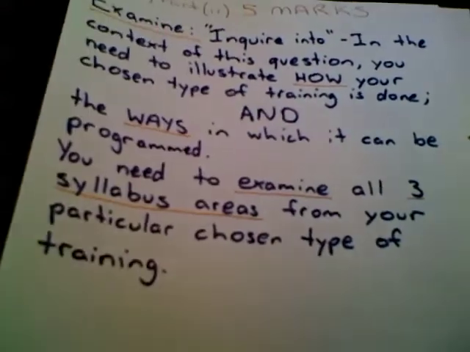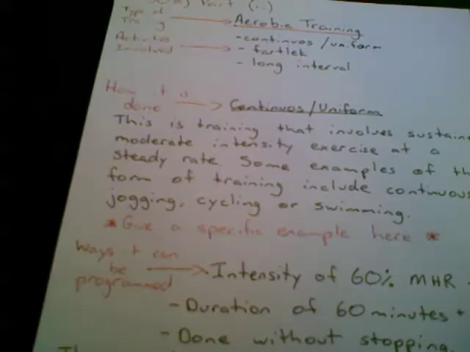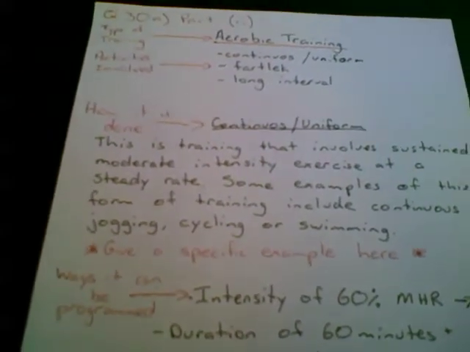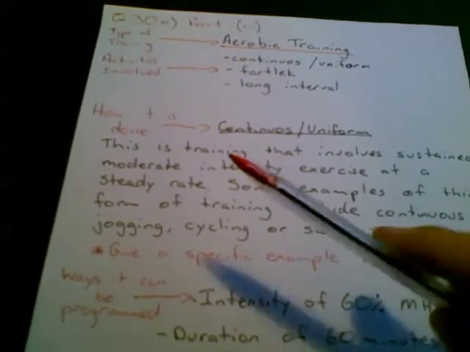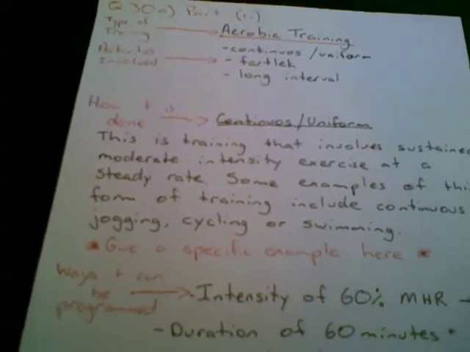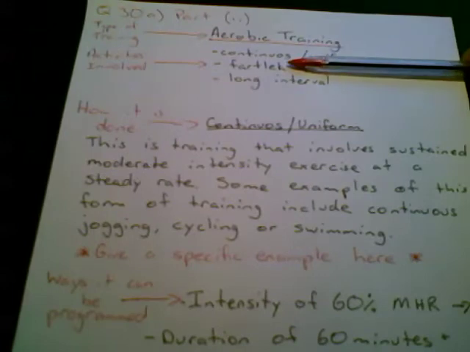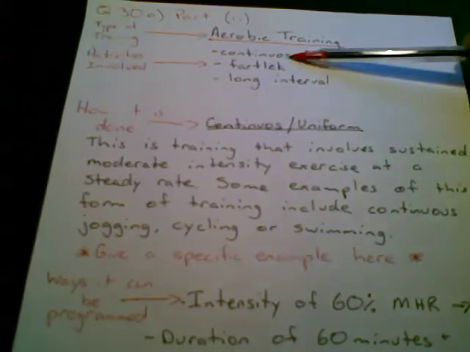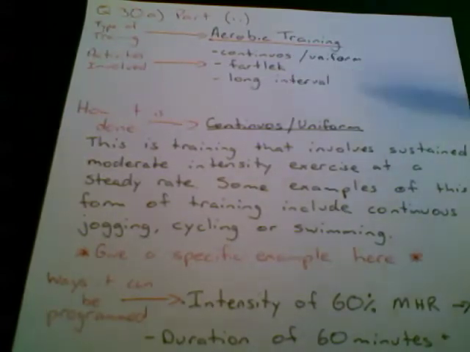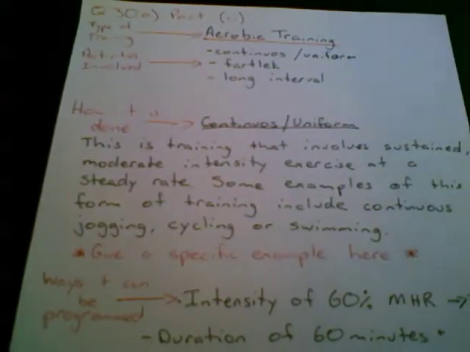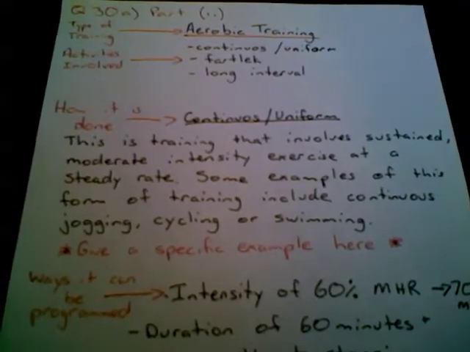So an example of what we mean by this examine is given here. Let's say aerobic training was our chosen type of training. We've then said the activities involved are continuous/uniform, fartlek, and long interval. You would need to examine all 3 of those. Okay, so, how it is done. Let's just say we're looking at continuous/uniform.